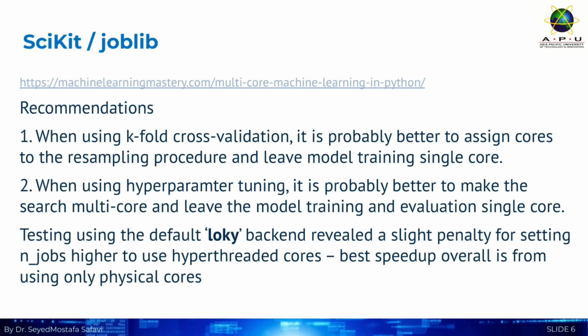Here are two gold standard recommendations for optimizing your parallel ML work. First, in k-fold cross-validation, assign your cores to the resampling procedure, not the model training. This is like setting up all your test environments first, and then running the single model in each. Second, for hyperparameter tuning, trying out many settings, make the search multicore, but keep the individual model training single core. The final takeaway from testing is crucial. Use only physical cores for the best speedup. Hyper-threaded cores might seem like more power, but they often come with a slight performance penalty.